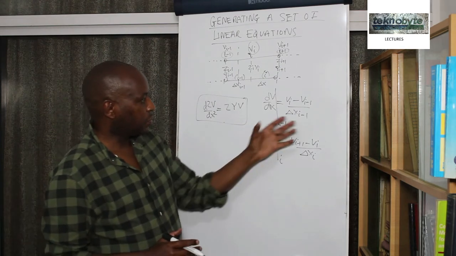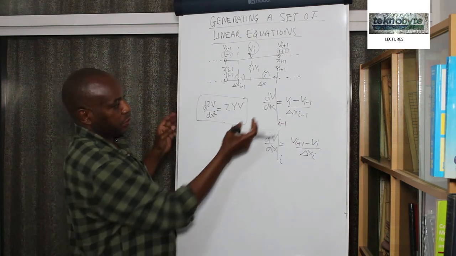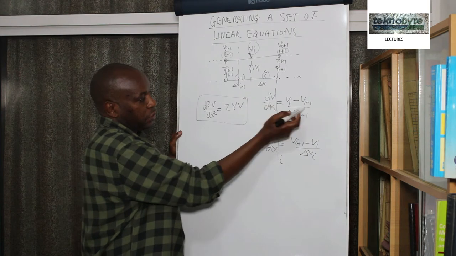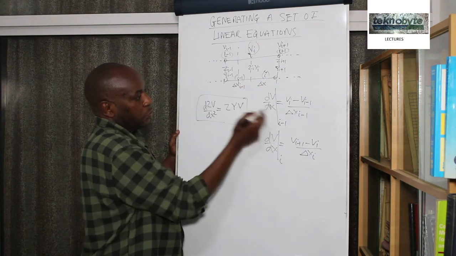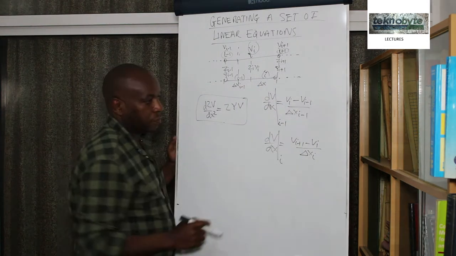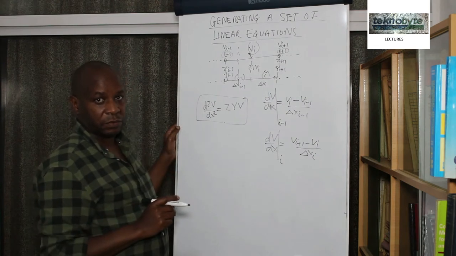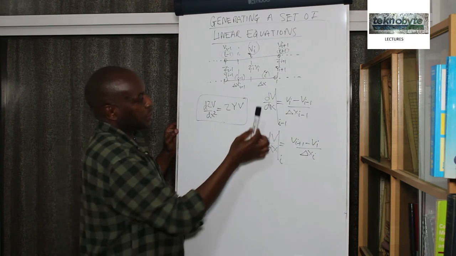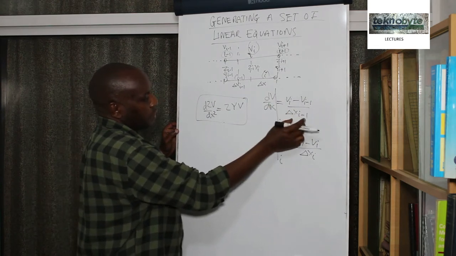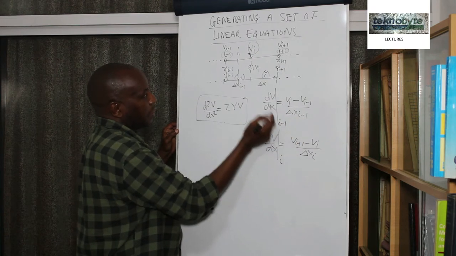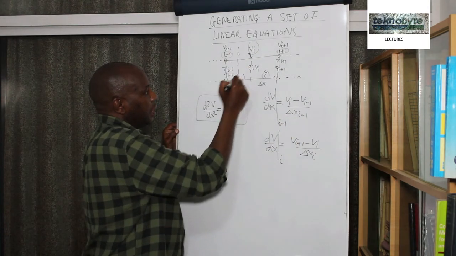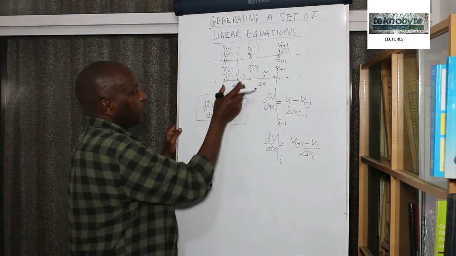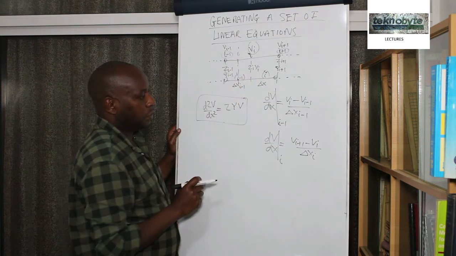So you can see that we are approximating the first derivative of the voltage with the differences between the node voltages and the separation. For the second derivative, the first thing that we are going to assume is that the first derivative, this derivative here at section i minus 1, is centered at the position midway between node i and node i minus 1.